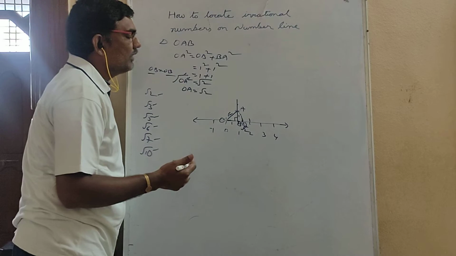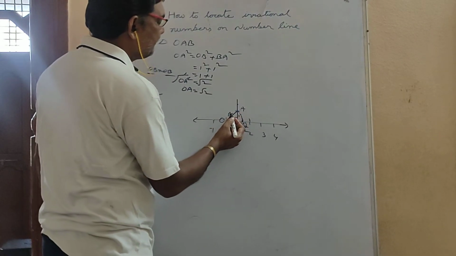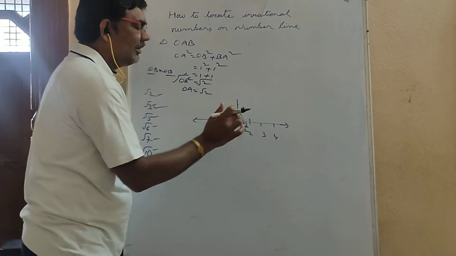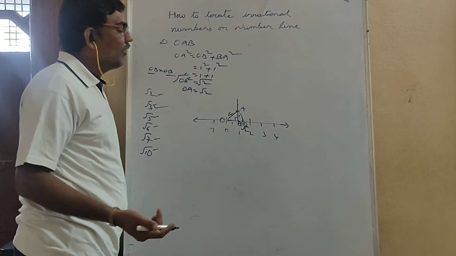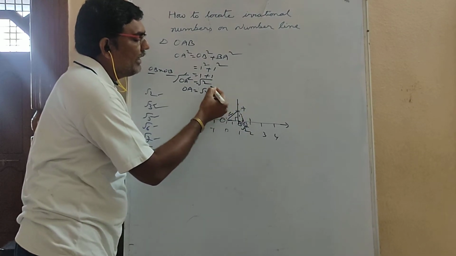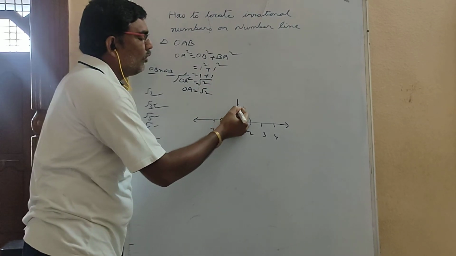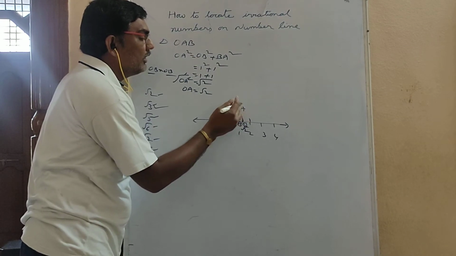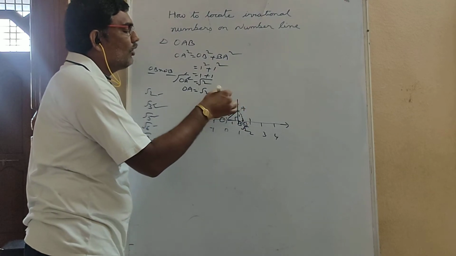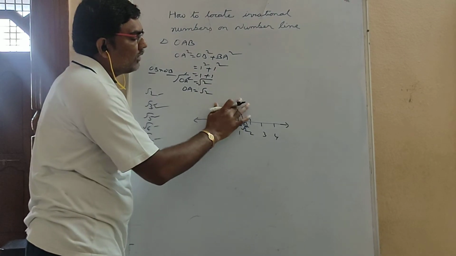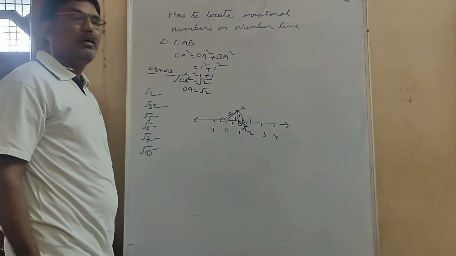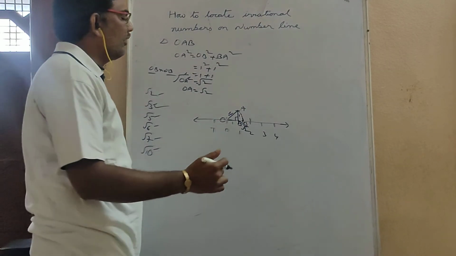Now again, you have to construct root 3 on the number line. Root 3 should come on the number line. For that, for OA you should draw a perpendicular at point A. How to draw the perpendicular at A is your doubt. Again, what you have to do?